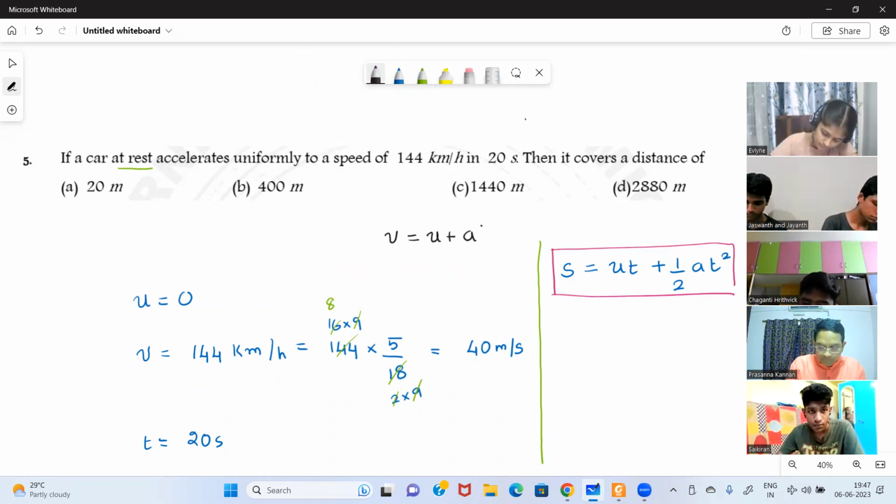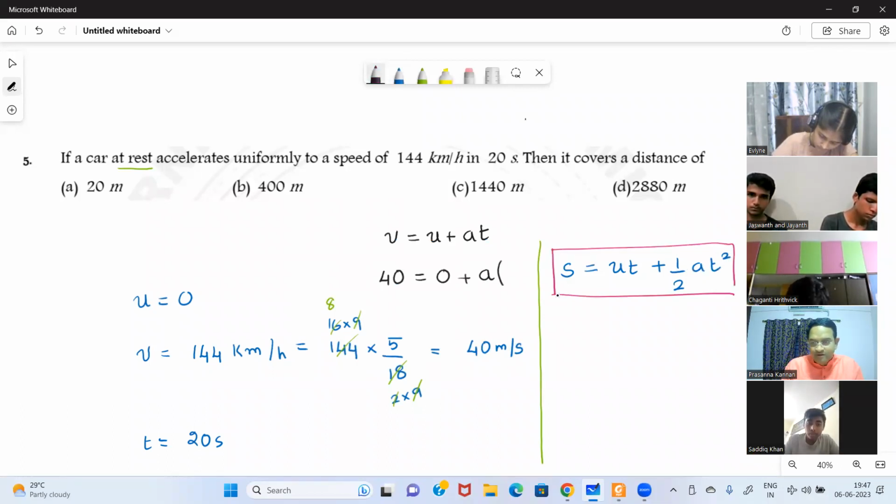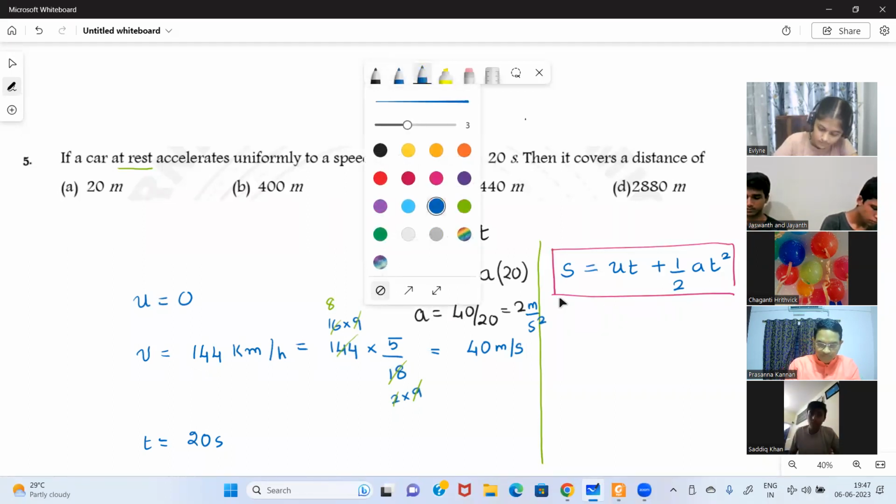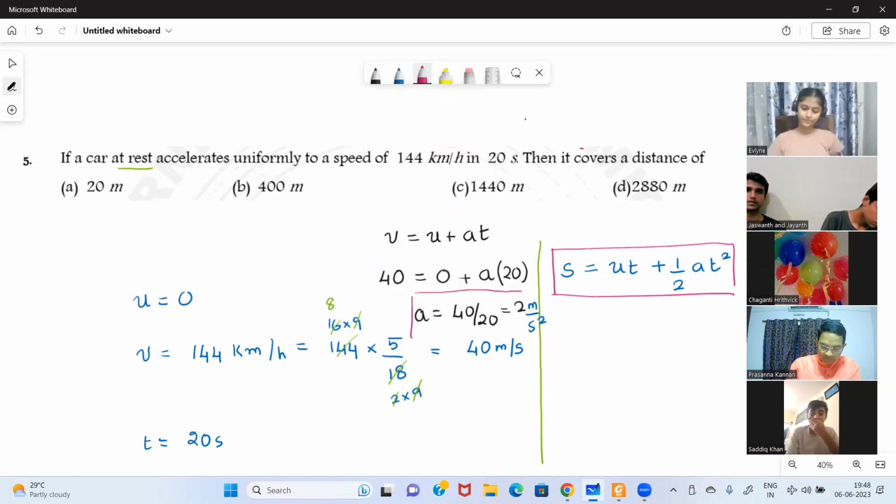v equals u plus at. Yes. So v is nothing but 40. We just found. Initial velocity is 0. a is the acceleration and the time is 20 seconds. So we end up getting acceleration as 40 divided by 20, which is equal to 2. And you know the units, it's meter per second square. So acceleration, we found out, acceleration is 2 meter per second square.